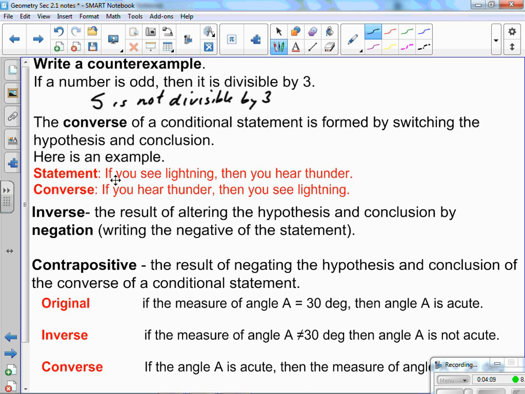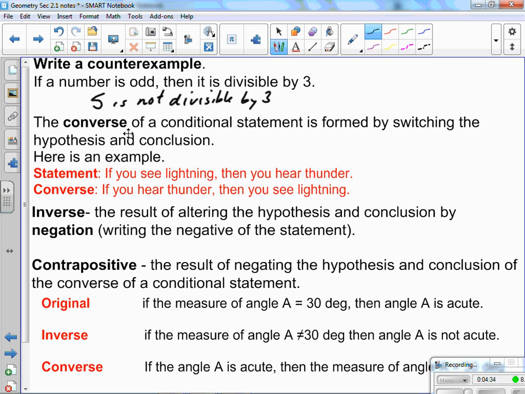So if our original statement is if you see lightning, then you hear thunder. So in this original statement, you see lightning is our hypothesis, you hear thunder is our conclusion. So now we switch those around to create the converse, and now it's if you hear thunder, then you see lightning. So lightning goes to the end, thunder goes to the front.